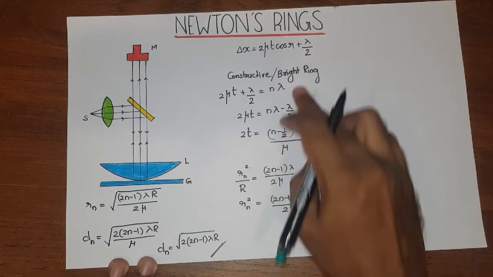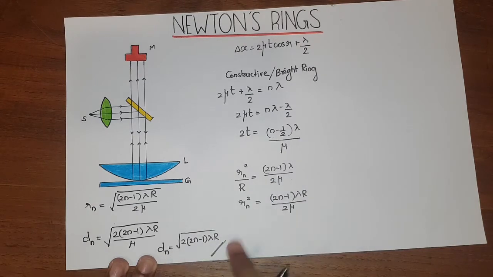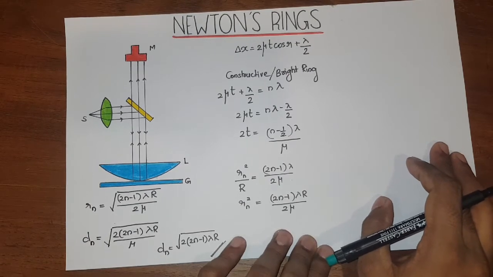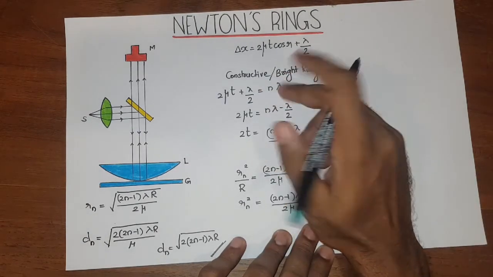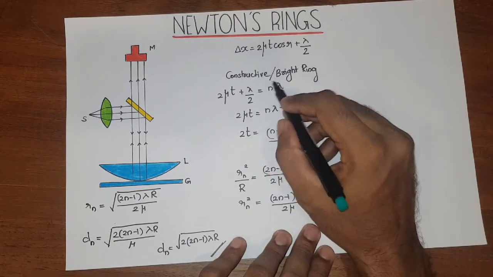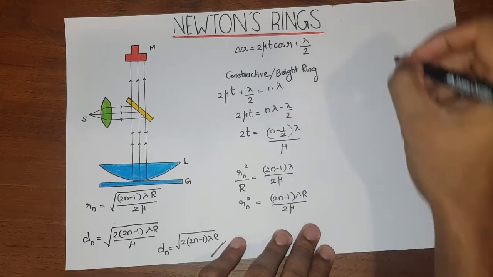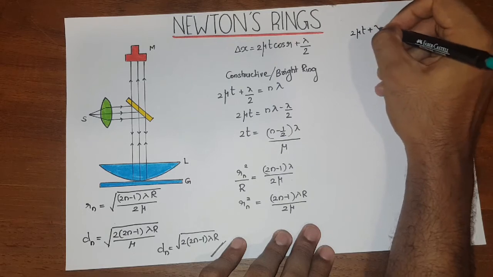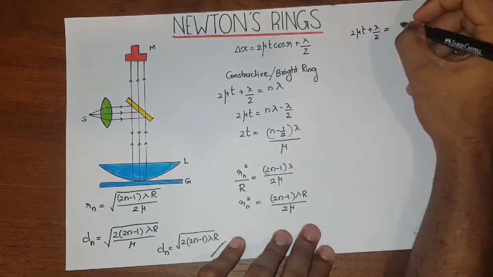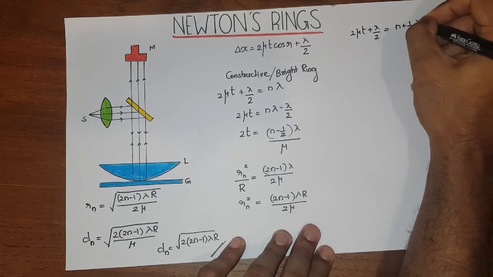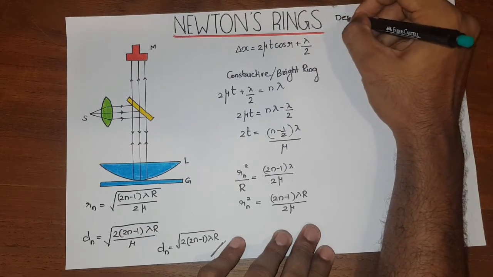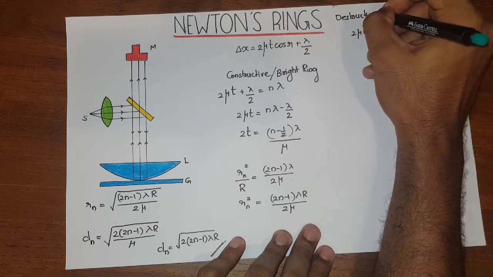So whichever ring satisfies this condition will be a bright ring. So what can we do next? Instead of this n lambda, where delta x we substituted as n lambda, if I substitute 2 mu t plus lambda by 2 equal to, instead of n lambda, n plus half into lambda, what is that condition? That is the condition for destructive interference.